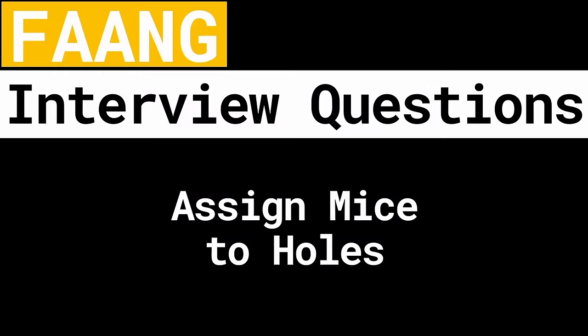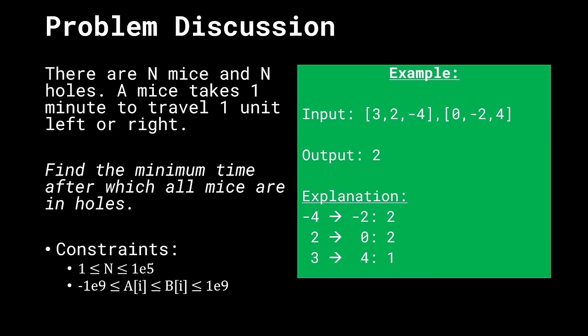Hello everybody and welcome back. Let's talk about the problem, assign mice to holes. We're given n mice and n holes, defined by these two arrays, which contain the position of each of the mice and each of the holes respectively. And a mouse takes 1 minute to travel one unit left or right. The goal of this problem is to find the minimum time after which all mice are in holes. So basically we have to select a mouse and assign it a hole so that it can travel from its position to the hole's position, taking the amount of time which is the difference between them.